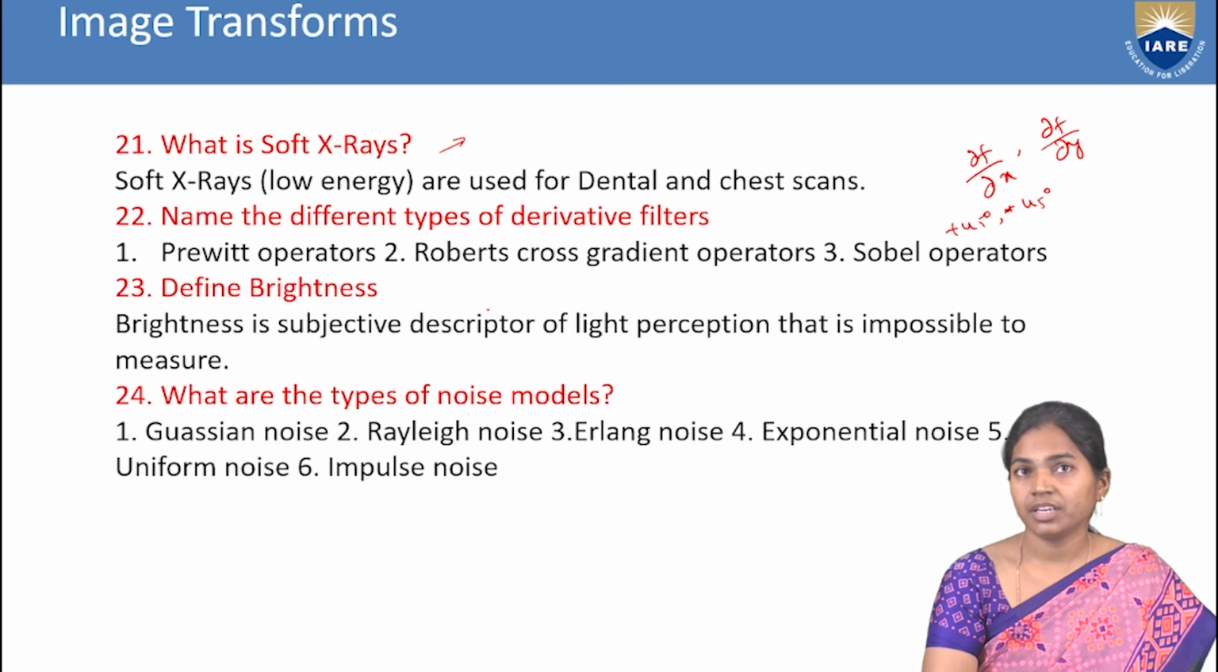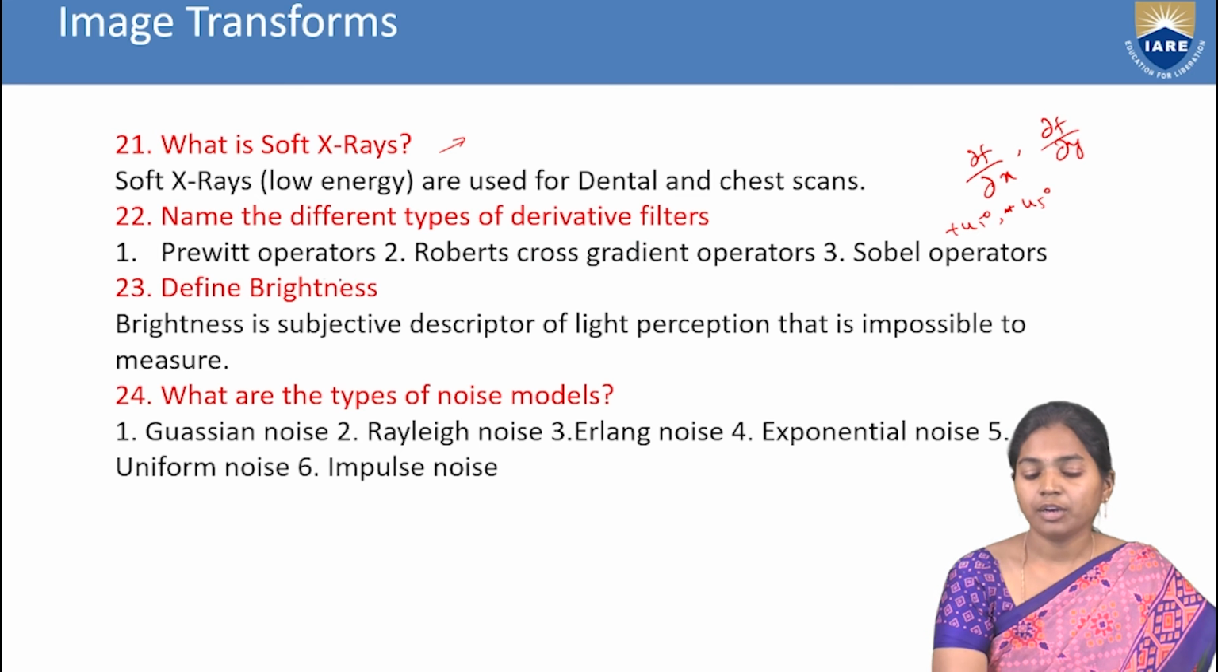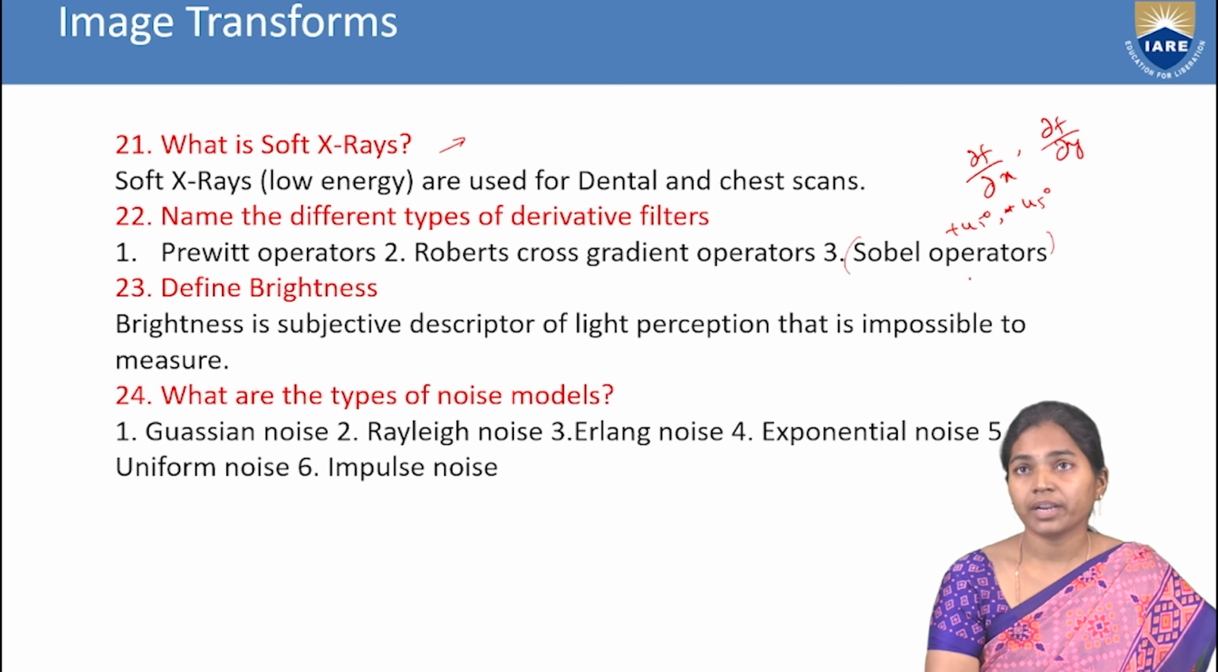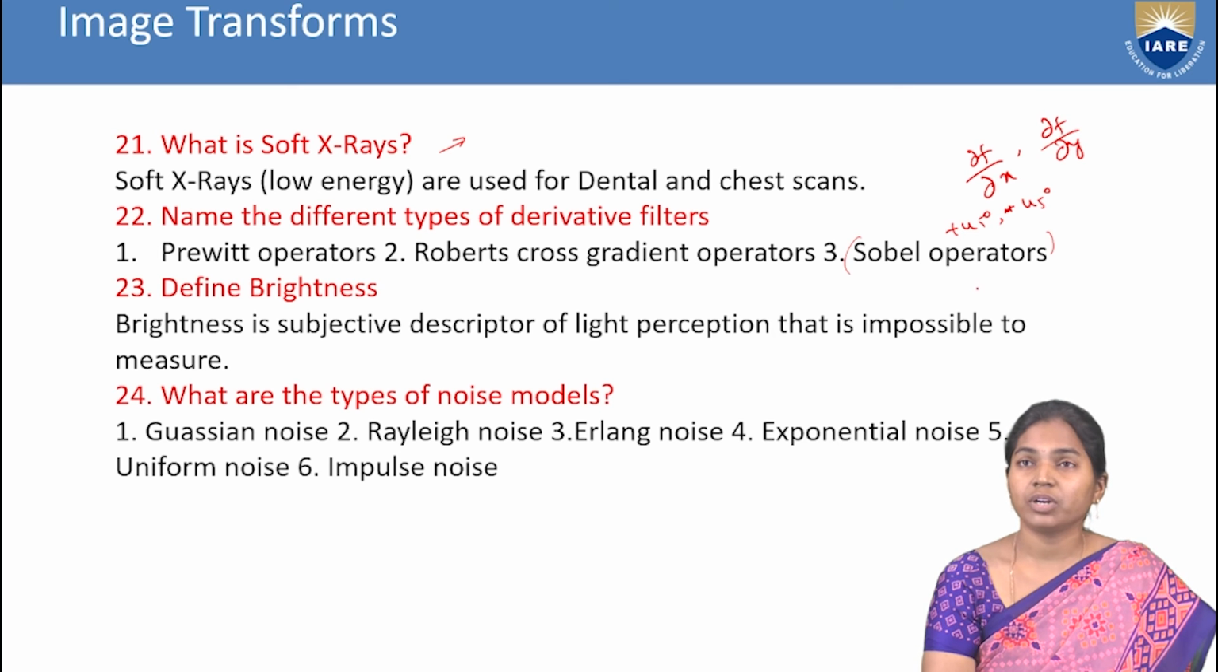Here we are using Prewitt operators, Robert Cross gradient operators, and Sobel operators. So different types of derivative filters are there: Prewitt, Robert, Sobel. Mostly we use Sobel operators to scan the vertical, horizontal and also inclined lines. Depending on the mask, I can scan the vertical lines, horizontal lines, or plus 45 or minus 45 degrees, based on the values given in our mask.